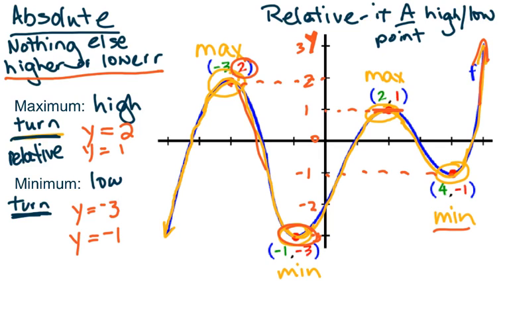Now notice I'm only focusing on the y values. Now again, these are both minimums, but if you see this arrow here, that means there are points that are lower than that. So again, both of these are relative.